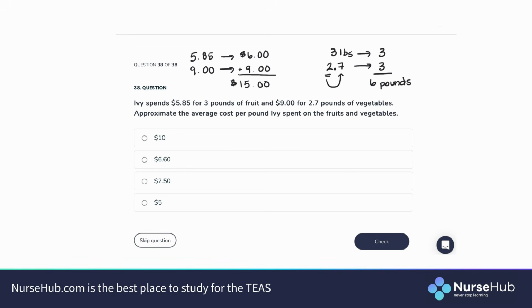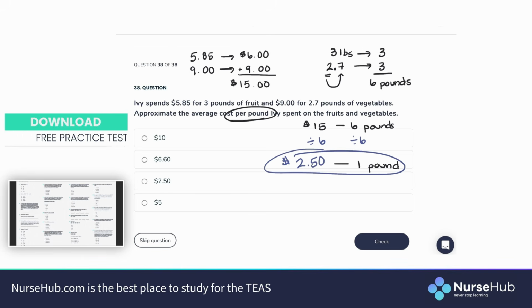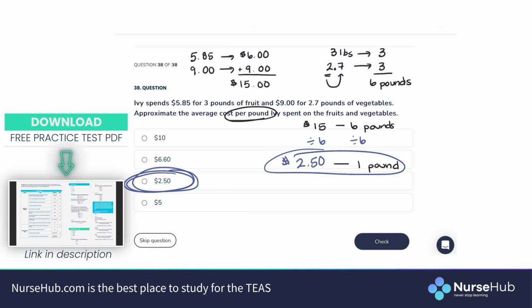Now, this wants the average cost per pound. So think about it as if it's $15 for 6 pounds, and we want 1 pound, that's like dividing both of these numbers by 6. 6 divided by 6 is 1, and 15 divided by 6 is going to give us $2.50. So the best approximation we have is $2.50 per pound right here.